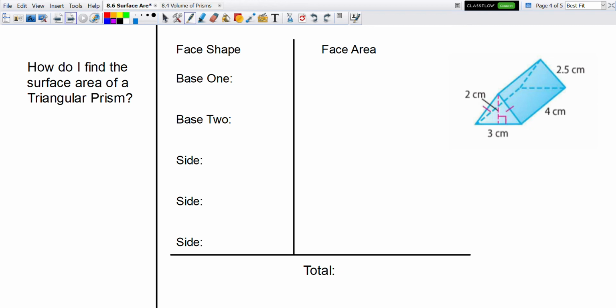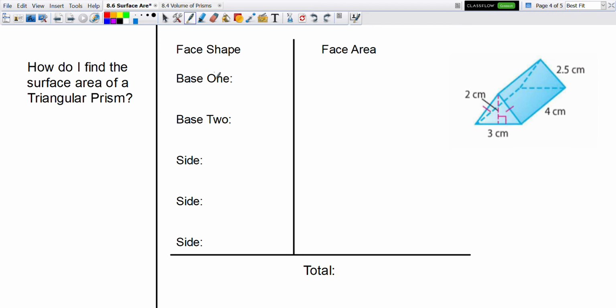Triangular prisms are exactly the same. You just got to be really careful about identifying, okay, what are my different shapes, and what are their dimensions and what are their areas? So when we look at a triangular prism, it's going to have 2 bases, essentially the front and the back triangle.